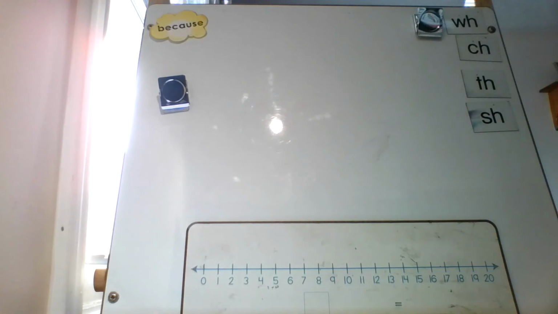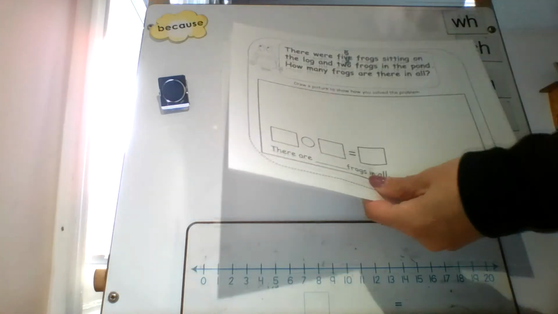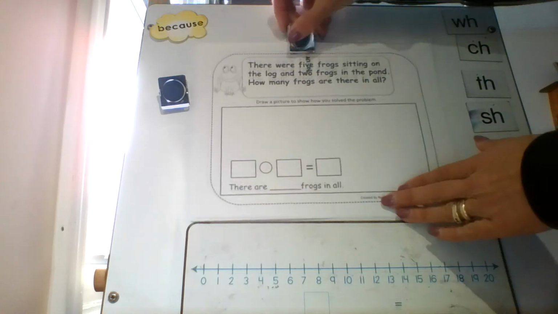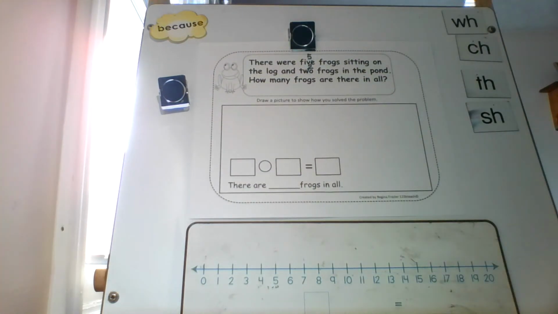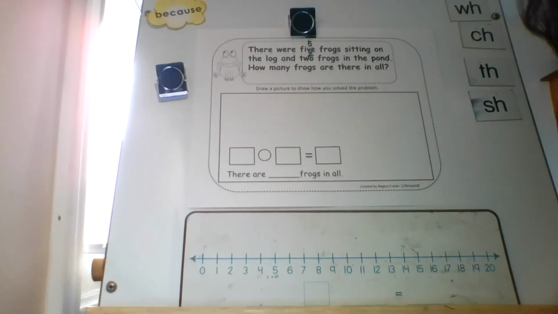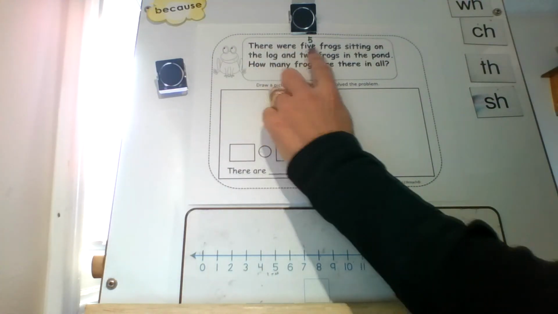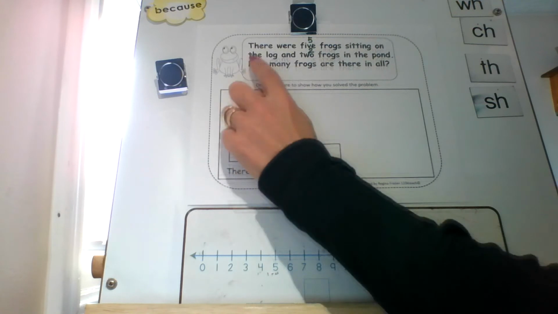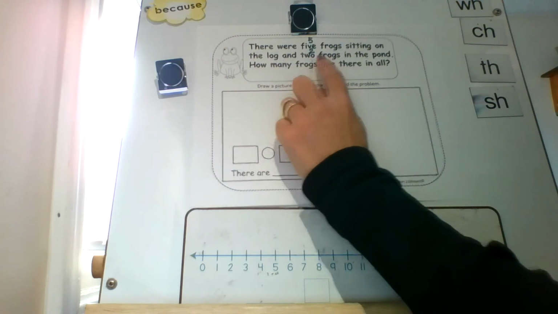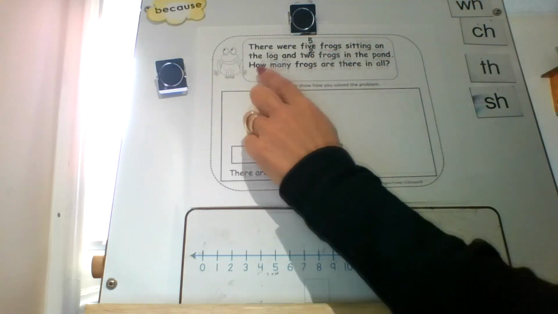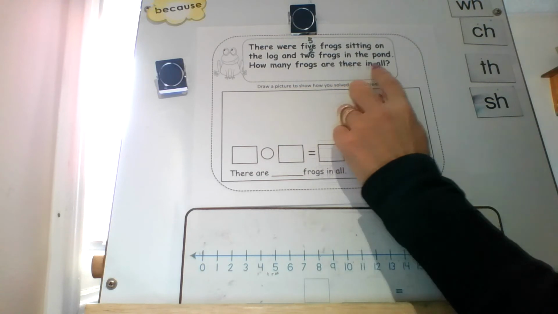I'm going to turn you around so that you can see my board. And let's put one of our story problems right up here. All right, so I'll read you the story problem, then we'll go back and see if we can figure it out, okay? It says, there were 5 frogs sitting on the log and 2 frogs in the pond. How many frogs are there in all?